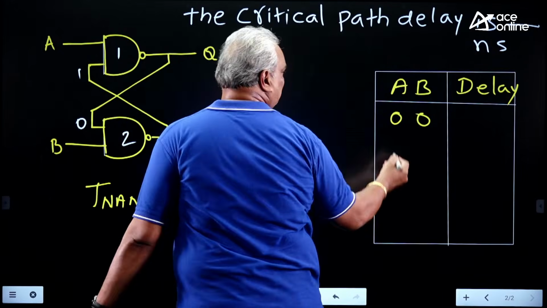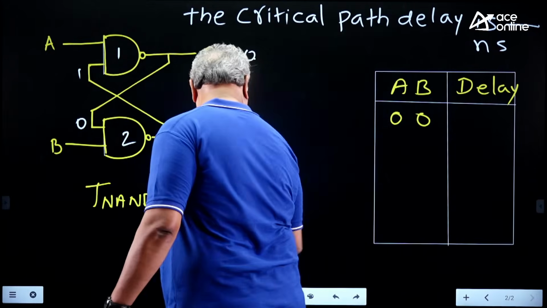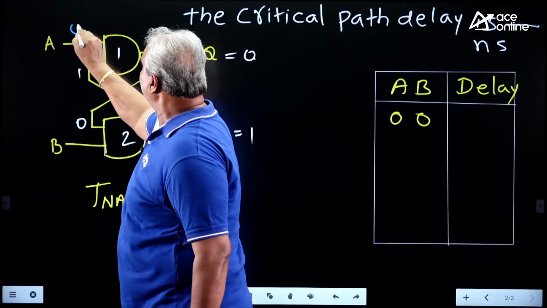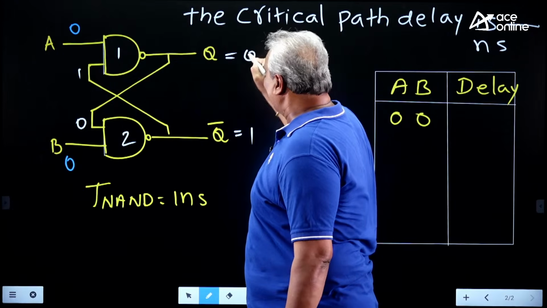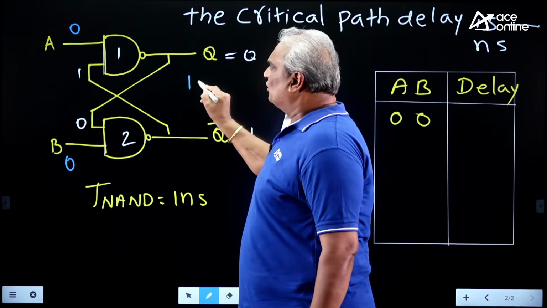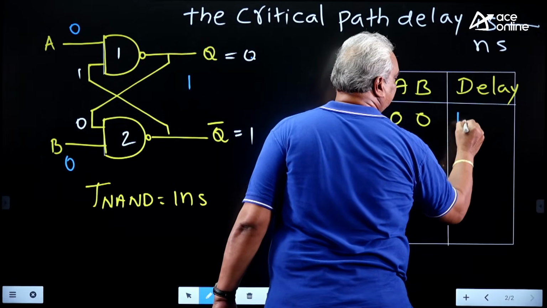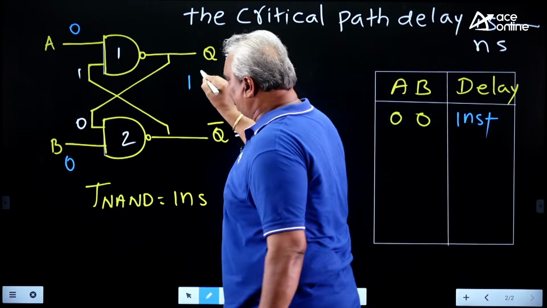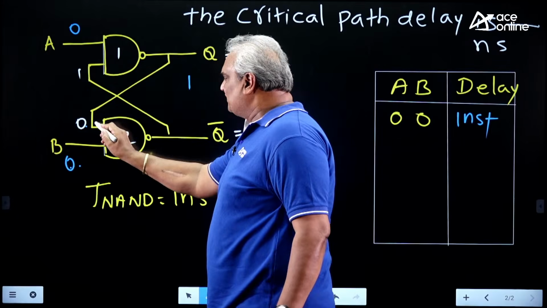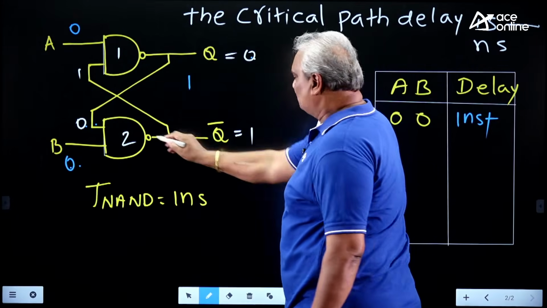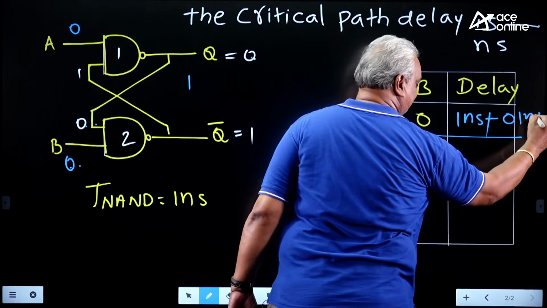Now, if you apply 0, 0 here, this 0 changes this output to 1. To change this output, it has to complete this NAND gate delay, that means 1 nanosecond. After this 0 becomes 1, because of this 0 it does not make any change at the output. So that's why its delay is 0. So finally, the longest delay is 1 nanosecond.